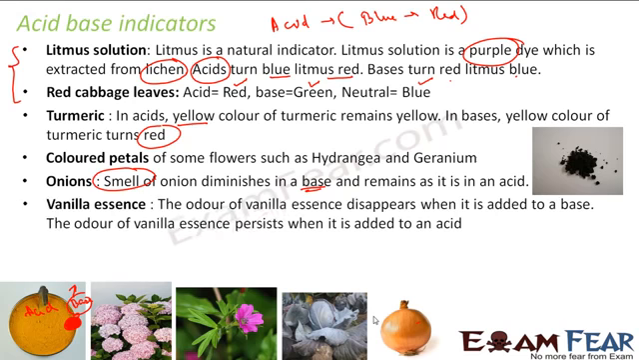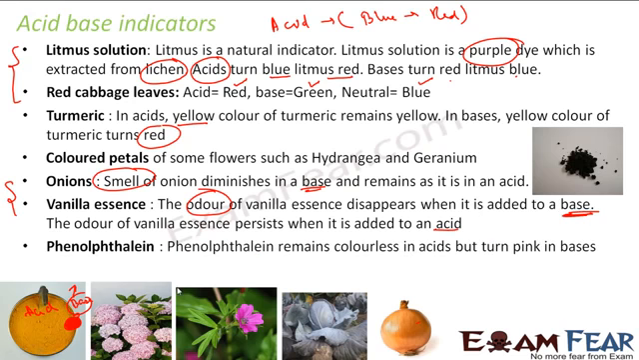The vanilla essence. In vanilla essence also, the smell is gone if you add base, and the smell is still the same if you add acid. So in both these olfactory indicators, we have seen that if you add acid, the smell is not impacted. But the moment you add base, the smell goes off.